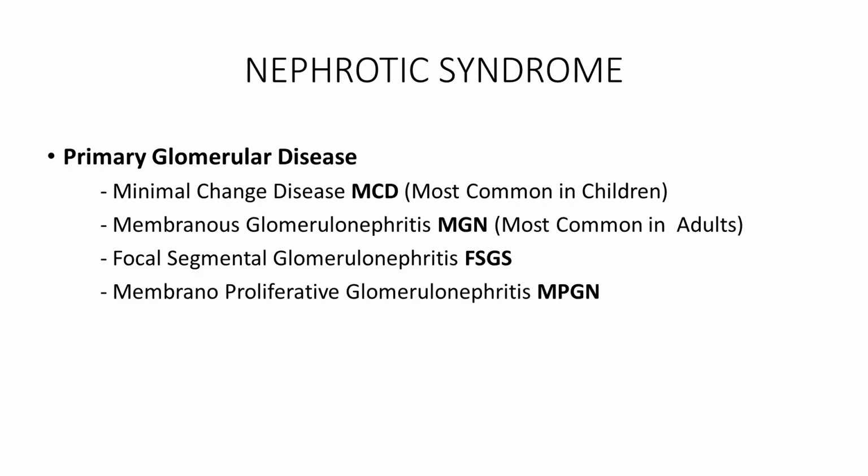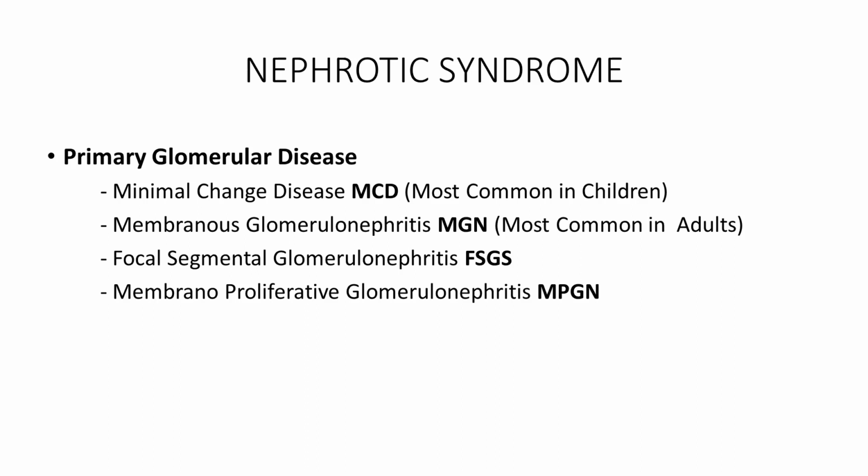Primary glomerular disease, remember these 4 types of histopathological lesions: minimal change disease, which is most common in children; membranous glomerulonephritis, which is common in adults; focal segmental glomerulosclerosis, which is FSGS, and the fourth one is membranoproliferative. You have to remember these 4 histopathological lesions of nephrotic syndrome: minimal change disease, membranous, focal segmental, and membranoproliferative.